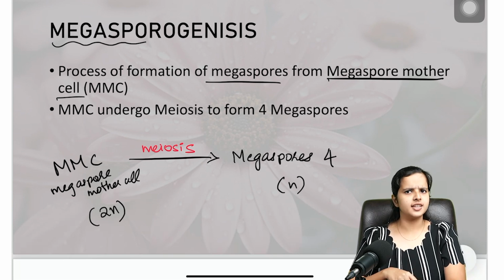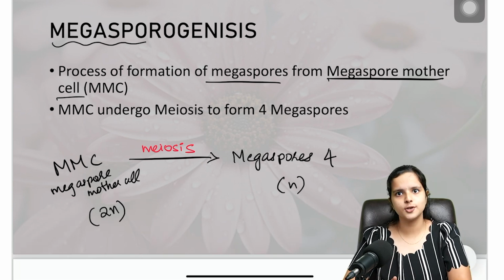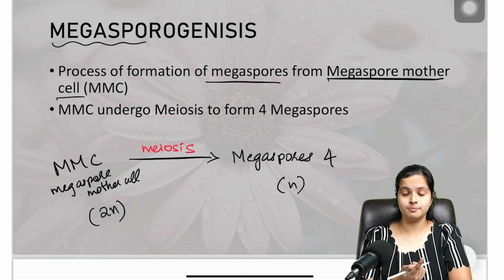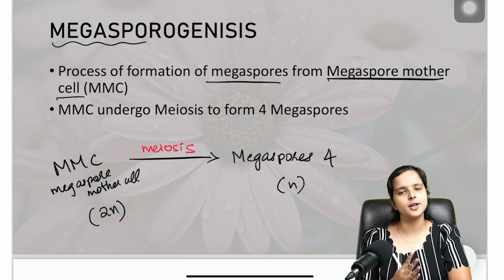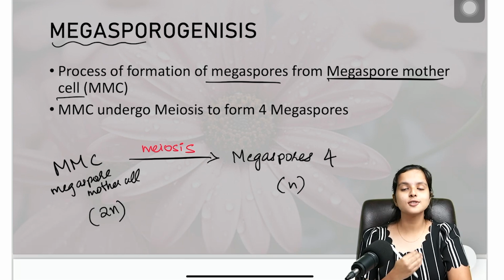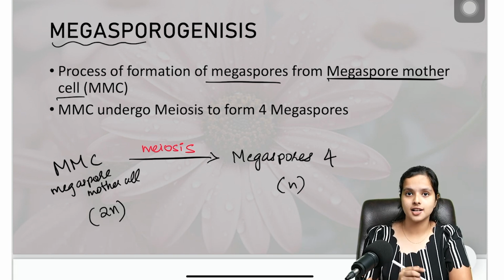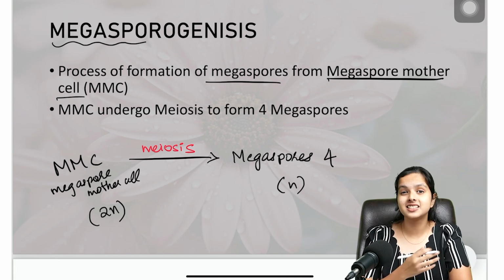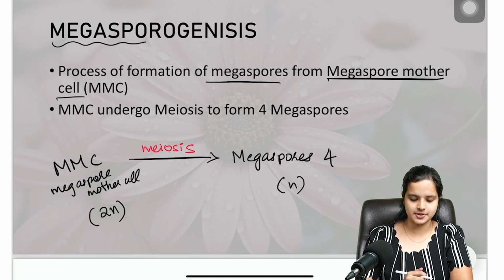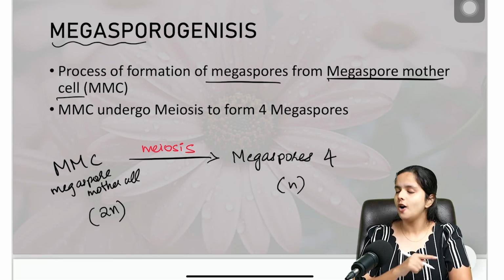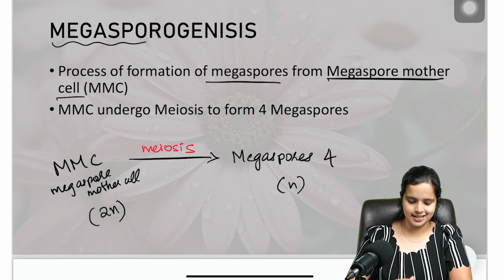If you recall, in the case of microsporogenesis also, you have got 4 microspores. But there's a small difference over here. What is the small difference? Over there in microsporogenesis, all those 4 microspores were active, and all 4 developed into pollen grains later on. But over here, only 1 megaspore is functional. The rest 3 degenerate as it develops. That's one point that you have to remember. Only one megaspore is functional. All the other 3 degenerate as it develops.